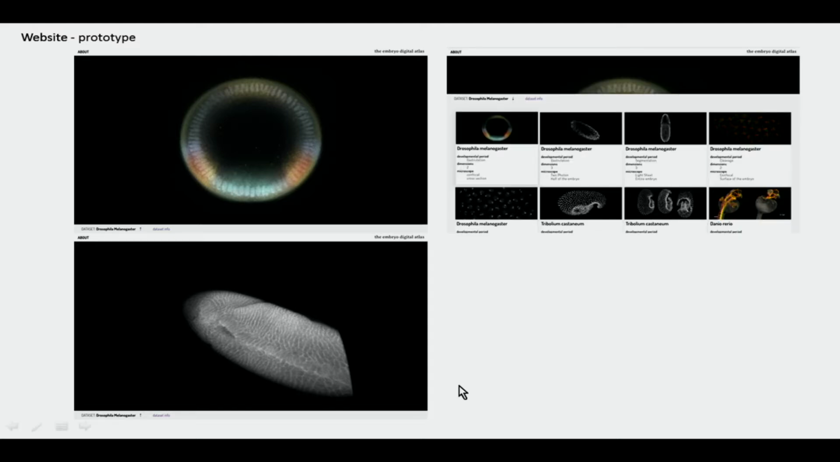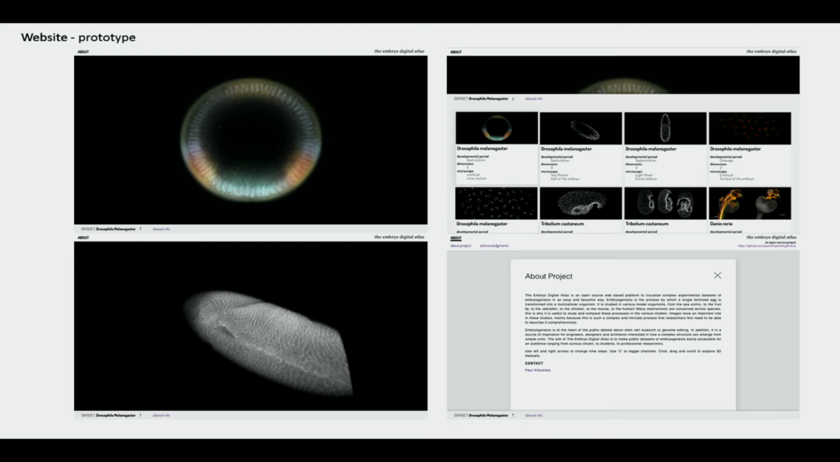And for now, we have a list of 8 datasets that have been published, but the aim is to increase this and have it also together with some explanation in general of what is embryogenesis and cluster or aggregate into species or different developmental times. Yeah, and there is a description of the project.